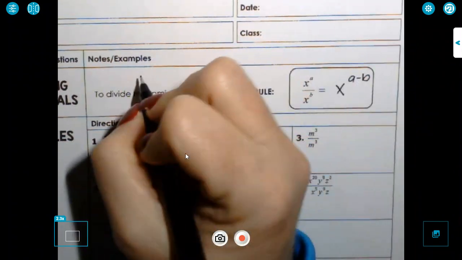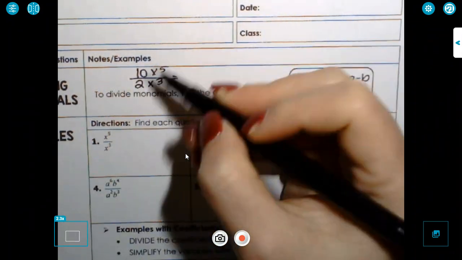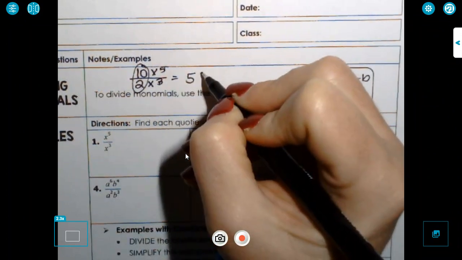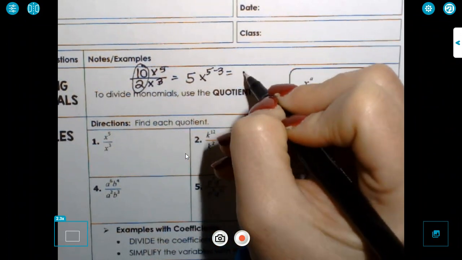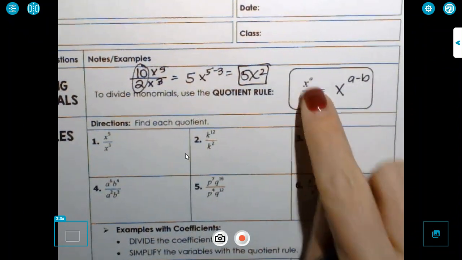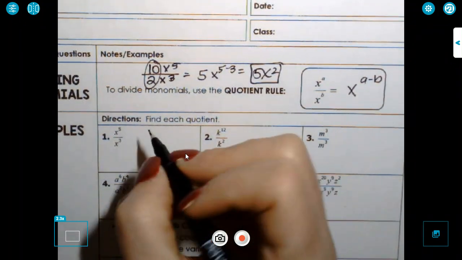Okay, so like if you had 10x^5 over 2x^3, you would divide your big numbers like it says and get 5, and 5 minus 3 is going to be 5x squared. Okay, these don't have numbers in front of it. It is the rule, but whenever you do that, I just like for you to be able to see an example of that, okay? All right, so here we go.